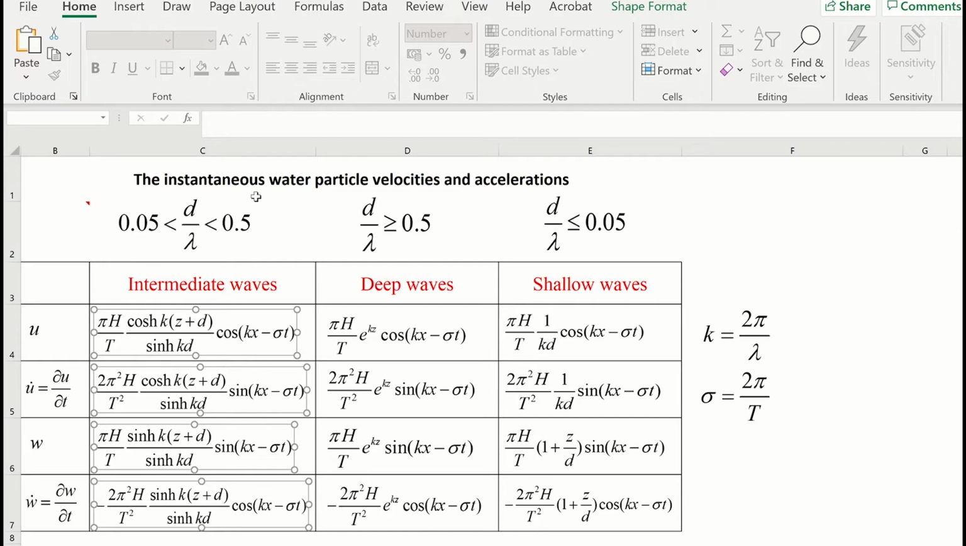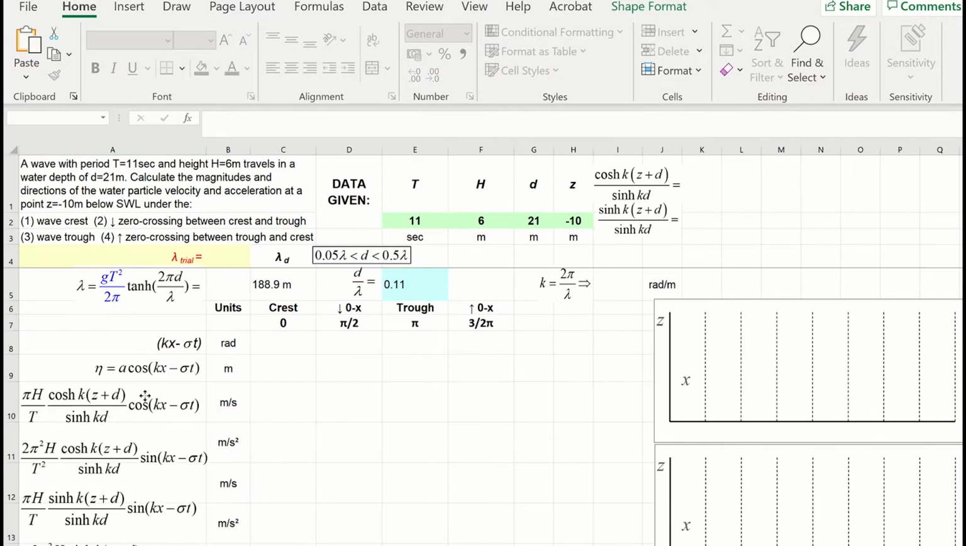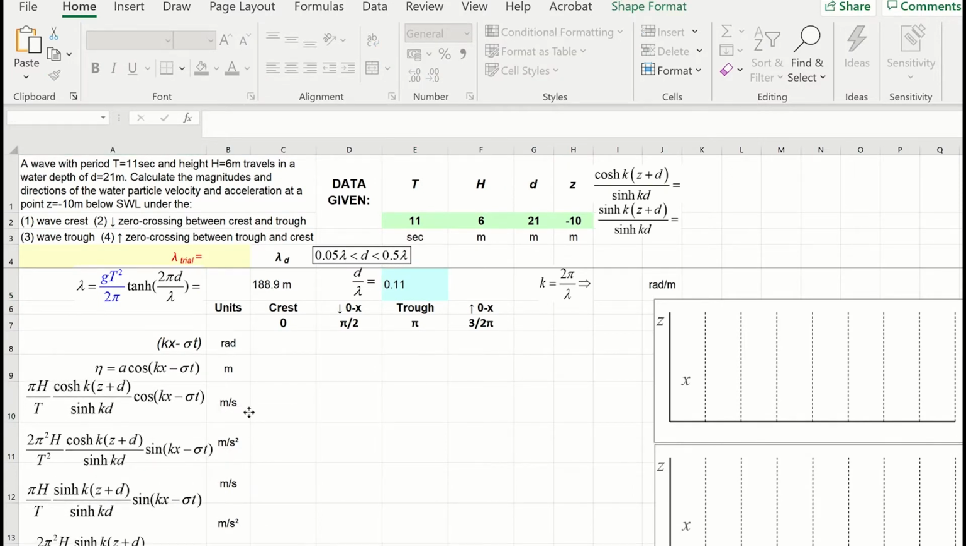I will just copy these velocity and acceleration equations and paste them on my spreadsheet, in the same order I will do calculations. So horizontal velocity, horizontal acceleration, vertical velocity, and vertical acceleration. I will just paste them here for reference and I will do calculations.